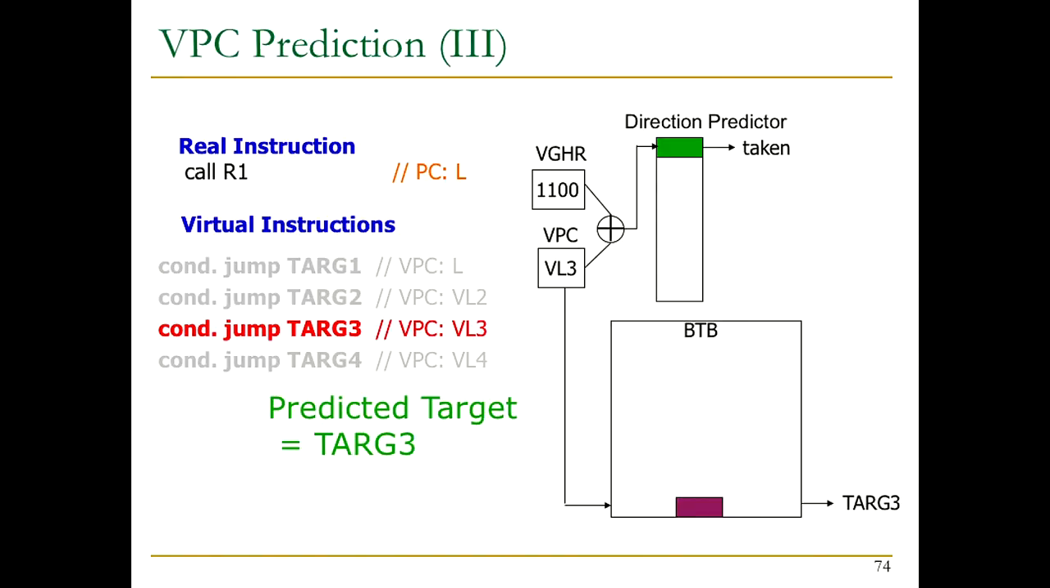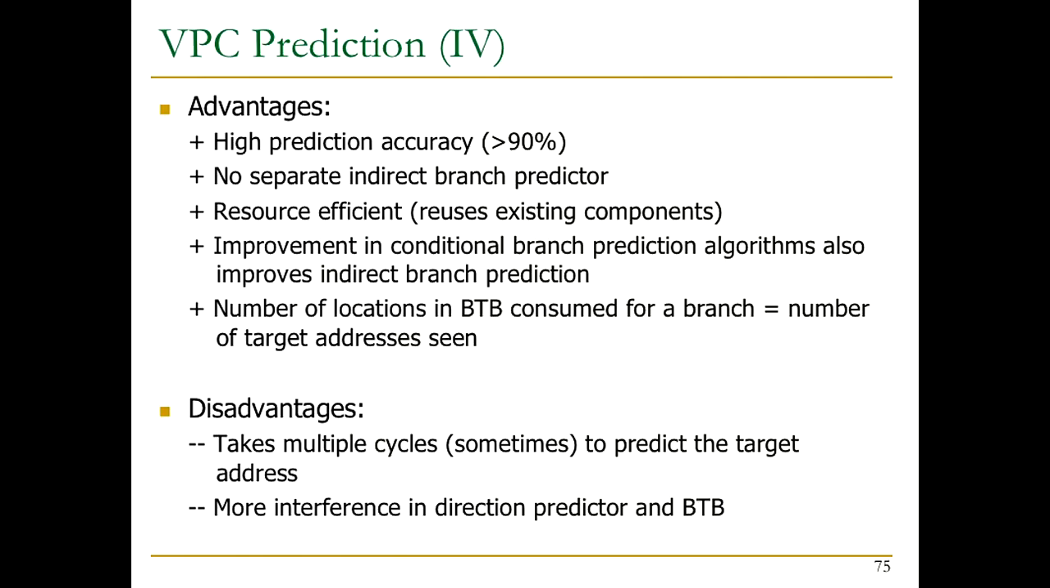Okay, so you predict the target as target 3. And turns out this is actually quite accurate. Well, I guess I gave you everything over here. This achieves very high prediction accuracy, about 90%, more than 90% in many cases. There's no need for a separate indirect branch predictor. It's resource efficient because of that. And one of the benefits of things like this is improvement in conditional branch prediction algorithms actually also improves indirect branch prediction if you actually use something like this.